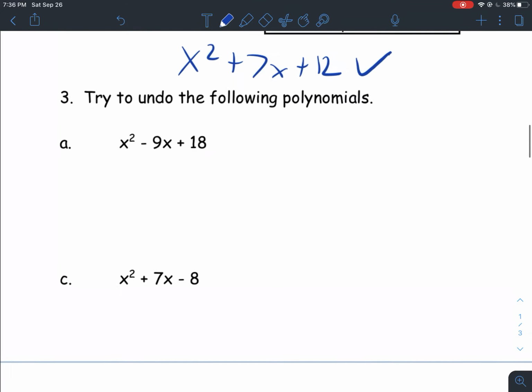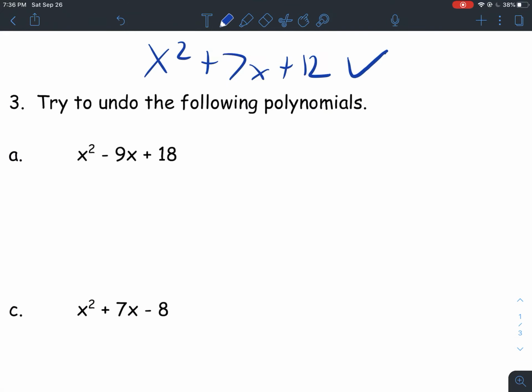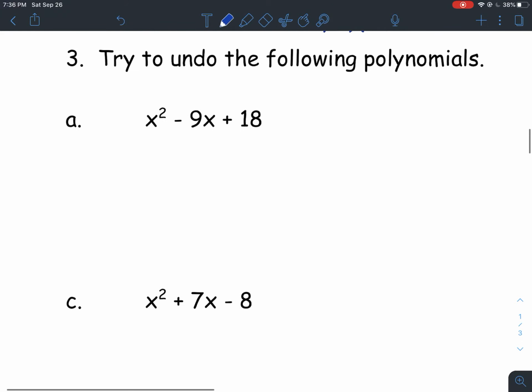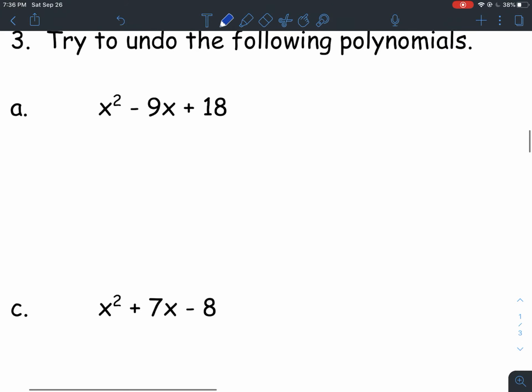All right, so let's go ahead and try to do some more factoring. I will help you with this first one here. So we've got an 18. So we need to figure out what is going to multiply to give us an 18 and add to give us a negative 9. So we want a positive 18, negative 9.